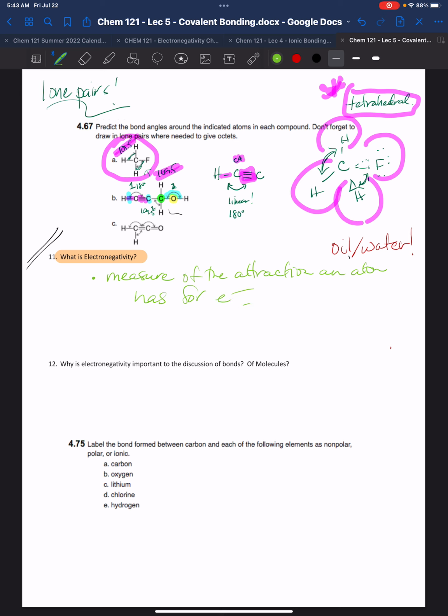This manifests itself in the fact that bonds and molecules can have an unequal distribution of electrons. It's early. I haven't had enough coffee yet. Okay, let me try that one more time. I'm going to write that out so it looks nicer. Distribution.